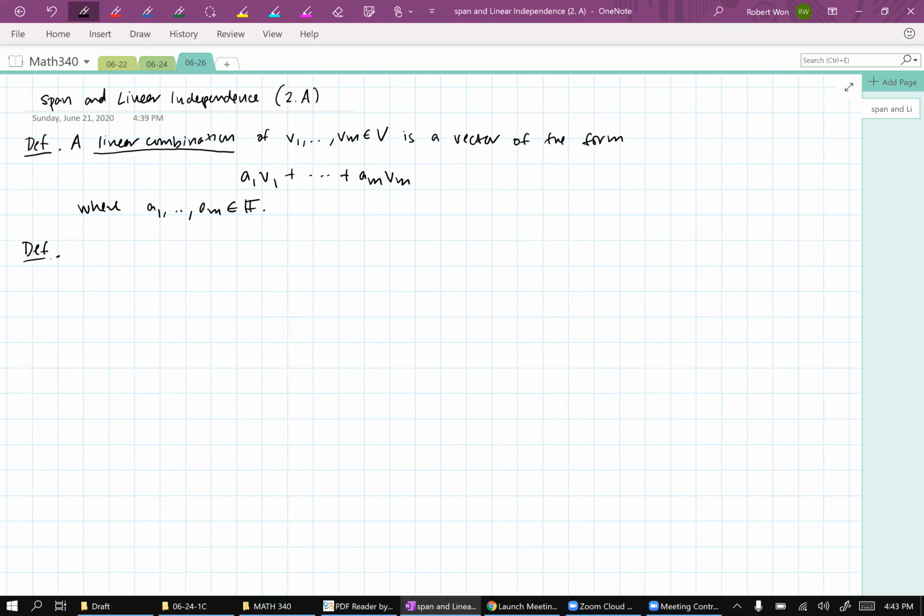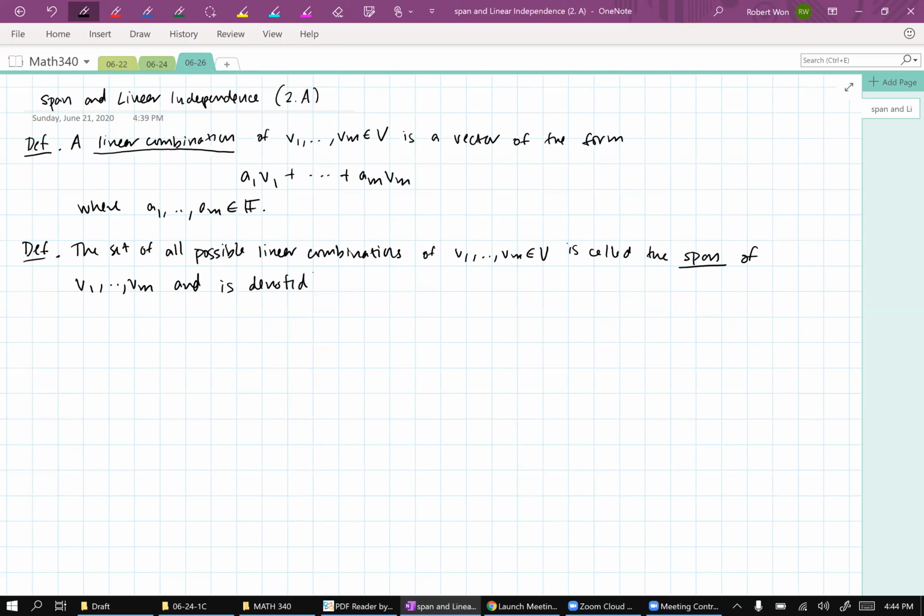Okay, and then we have a special word for the set of all linear combinations of a set of vectors, and that's the span. So the set of all possible linear combinations of some vectors v1 up through vm in V is called the span of v1 up through vm, and is denoted in your textbook and in the notes, span(v1, ..., vm).